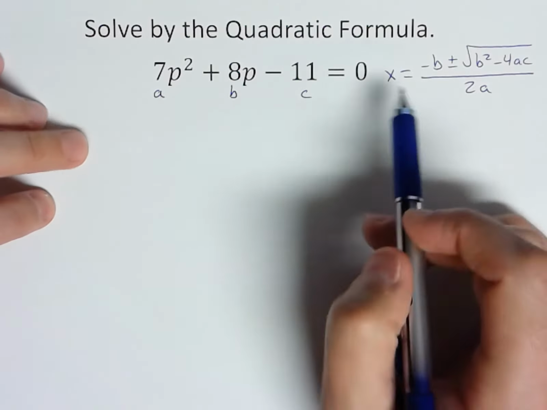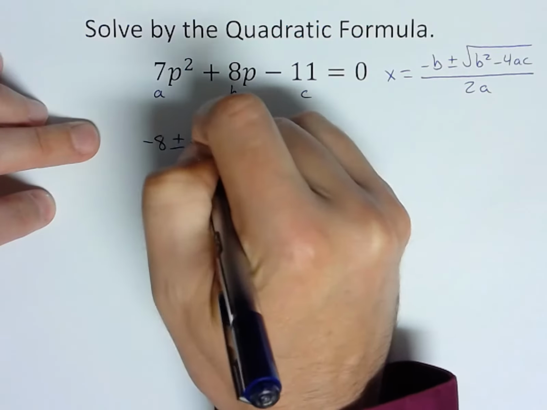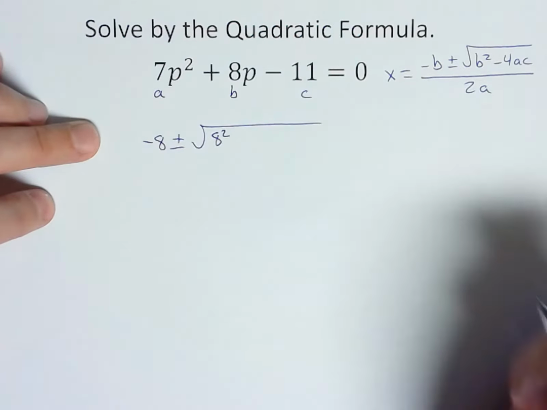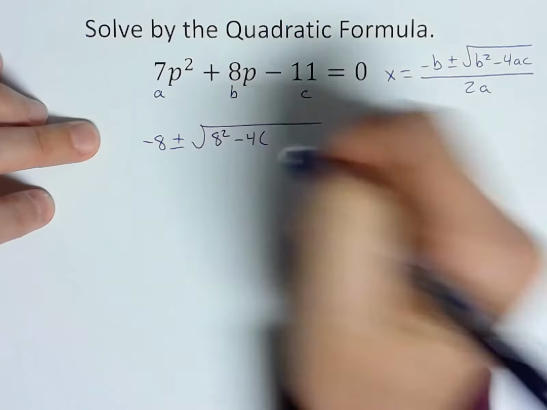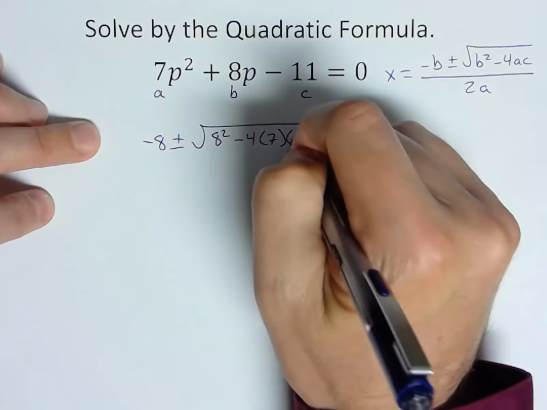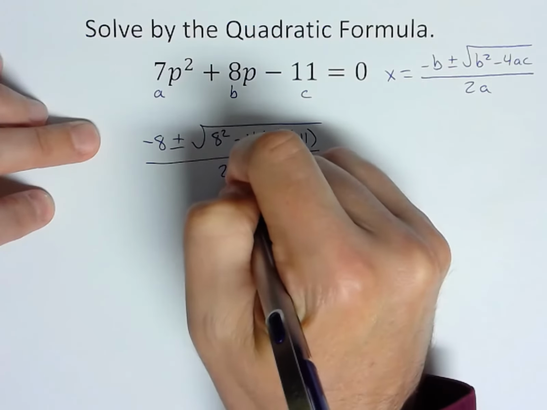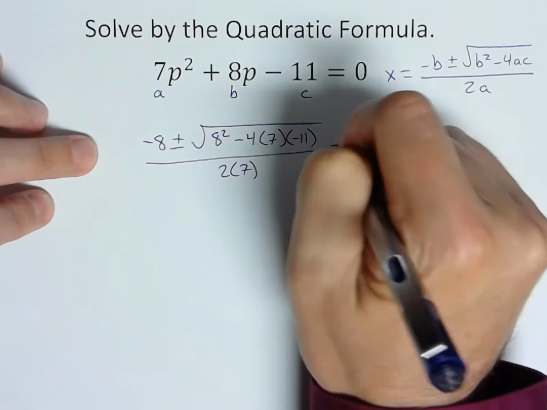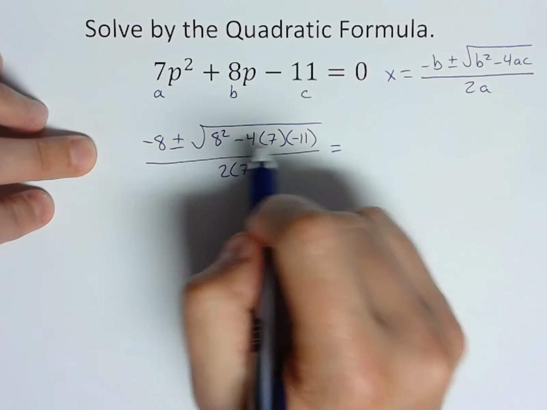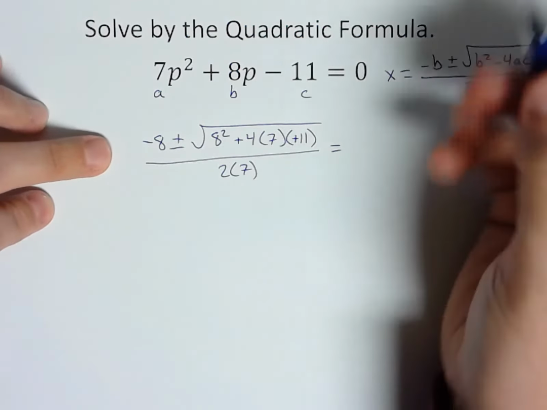Now really it's just plug and play. So let's plug things in. Negative B, so that's going to be negative 8, plus or minus the square root of 8 squared, of course that's 64, minus 4 times A, which is 7, times C, which is negative 11. Make sure we get that sign in there, okay? All over 2 times A, and A again is 7. Now, you just got to be careful with signs and simplify things. Minus, minus here, so we're going to end up adding.